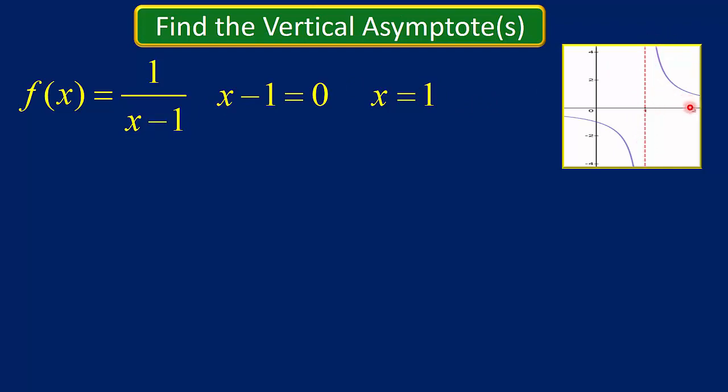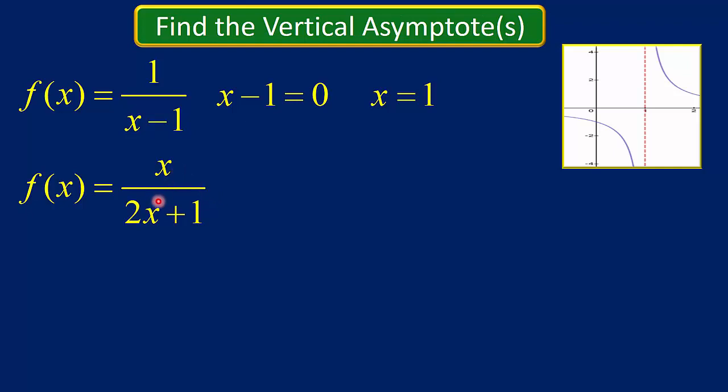And notice as x gets closer and closer to 1 from this direction, you go off to infinity, or the function goes off to infinity. As x gets closer and closer to 1 here, the graph goes off to negative infinity. So from the right, as x approaches 1, the function goes to infinity. On the left, as x approaches 1, the function goes to negative infinity. Now let's look at another one.